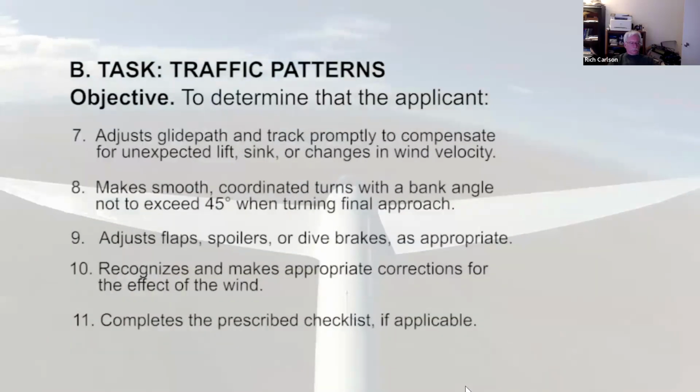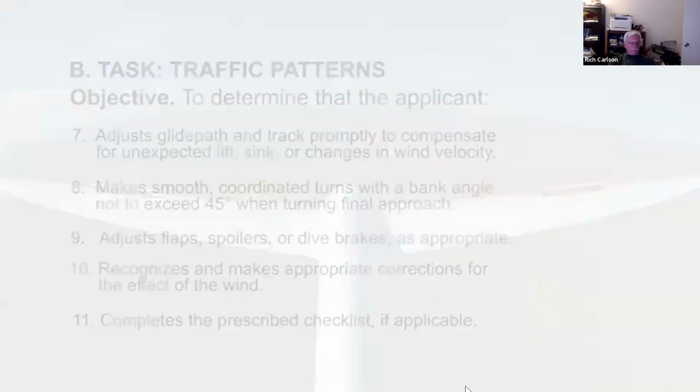adjusts glide path and track promptly to compensate for unexpected lift, sink, or changes in wind velocity, makes smooth, coordinated turns with a bank angle not to exceed 45 degrees when turning final approach, adjusts flaps, spoilers, or dive brakes as appropriate, recognizes and makes appropriate corrections for the effect of the wind, and completes the prescribed checklist if applicable.